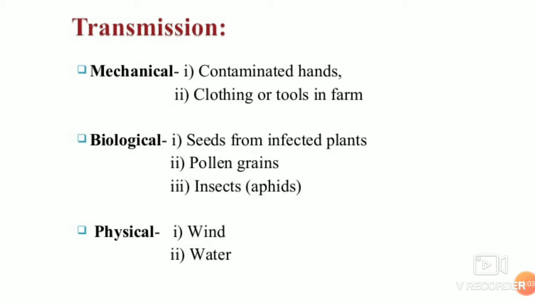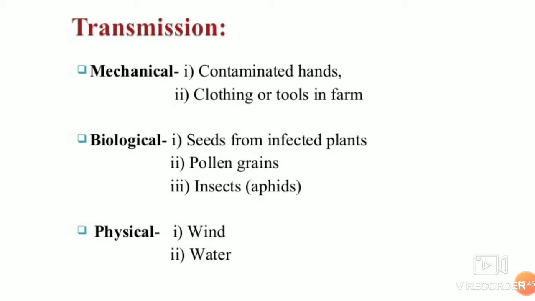The transmission of this virus happens mechanically, biologically, and physically. Physically, the wind takes the virus particle onto other leaves. But mechanically, damage is very important for the spread of this virus, that is, contaminated hands causing scratches on the leaf. That is the easiest way of entry, because it damages the cell wall, and a space is created through which the particle can easily enter. Clothing or tools in the farm can also be an easy mode of transmission.